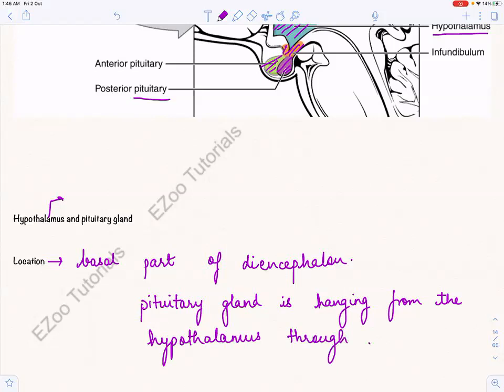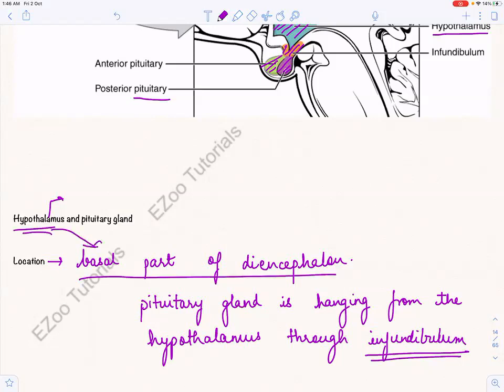Understood this with the diagram? It's very clear that pituitary gland is hanging from the infundibulum, right? The stalk-like structure, and hypothalamus forms the basal part of diencephalon. As you can see that the anterior pituitary gland is green in color and the posterior pituitary gland is purple in color.